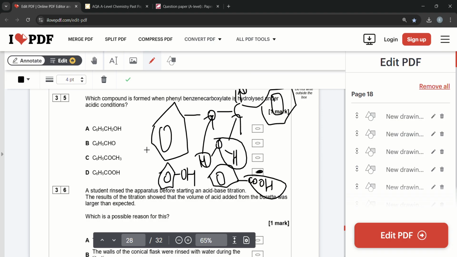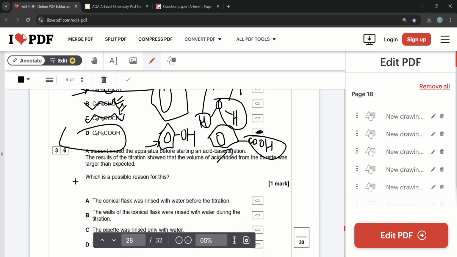C6H5COOH. Now, definitely not B, that is not an alcohol group, that is a ketone or aldehyde. Definitely not C. So it's A or D. Well, A, you've got C6H5, which I agree with, then CH2OH. We don't have that here. We've just got C6H5OH. That's A. And this one, we've got C6H5COOH. That one must be D.